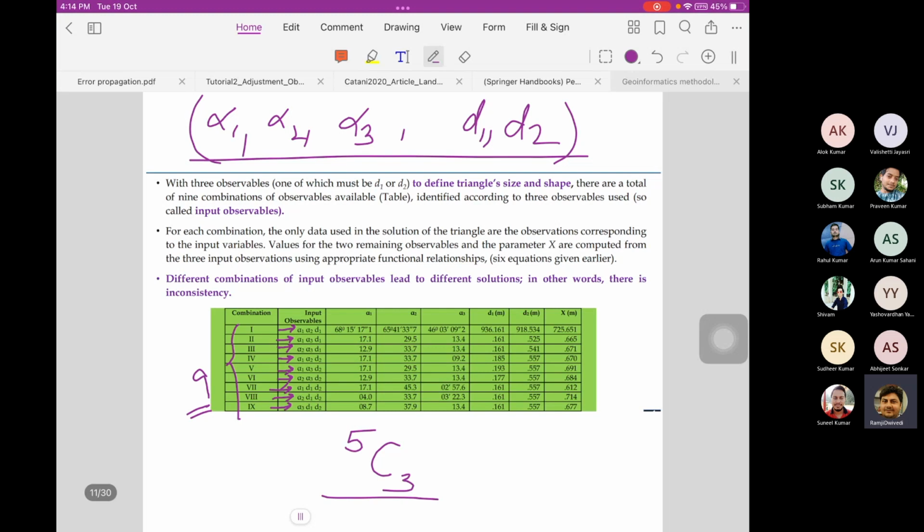You have the values of L, alpha 1, alpha 2, alpha 3, d1, d2. You get the x, but it is very inconsistent. The first x is from the first combination, 725.651. Then 665, then 671, 670, 691, 684, 0.612, 0.714, 0.677. All 9 are different. This is the classic case of adjustment. Why does your data need adjustment? Because if you are an engineer, a geospatial professional, you cannot move ahead from here until you achieve a single x.